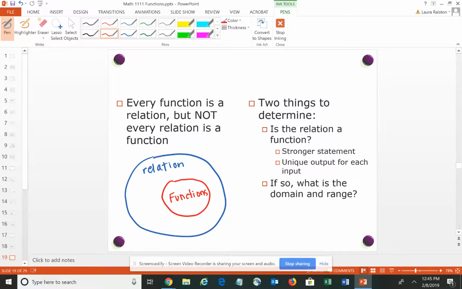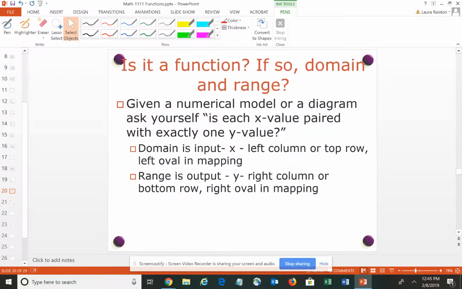How to determine, first of all, is it a function? And if it is, state the domain and the range. Okay? So first of all, if you're given a numerical model, which is a table or a diagram, it's a visual inspection. You're going to look at your graph, your table, your diagram, and ask yourself, is each x value paired with exactly one y value? If you say yes, then it is a function. If you say no, then it's not a function.